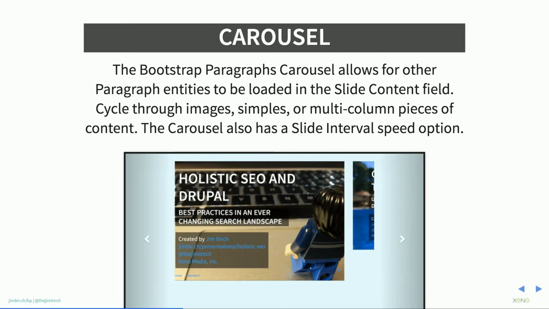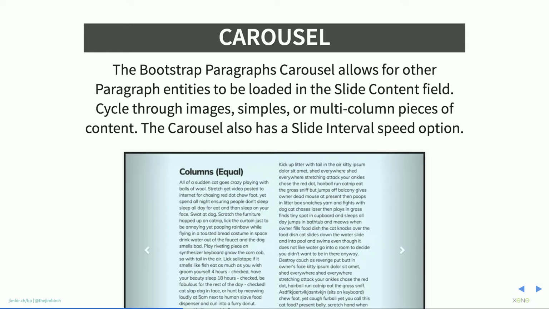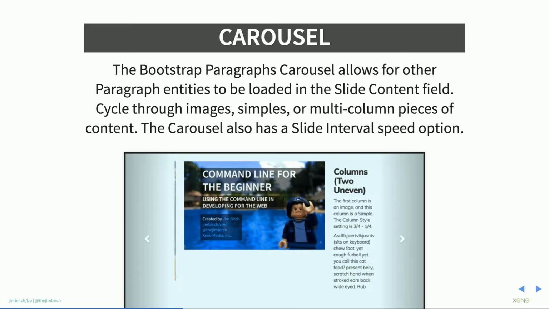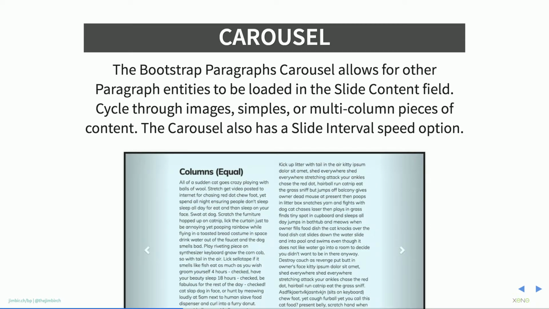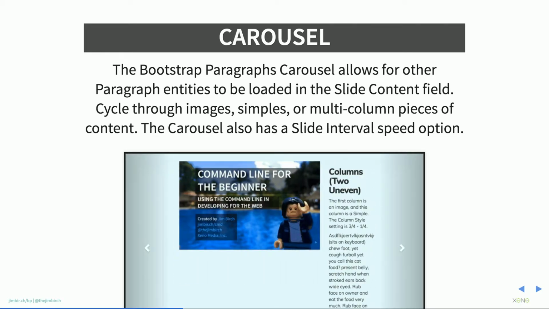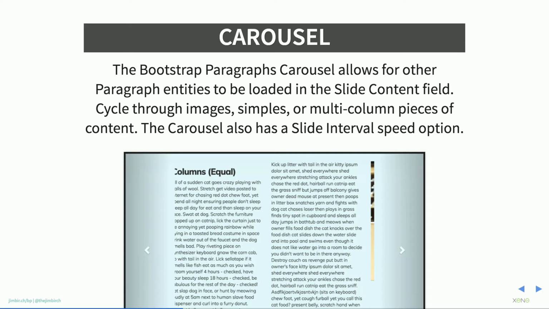The carousel. Everybody loves carousels. This is just like the columns, except we also have a slide interval speed option. So it goes from 0 to 10 seconds. 0, it won't cycle at all. I think this is a 3 setting.